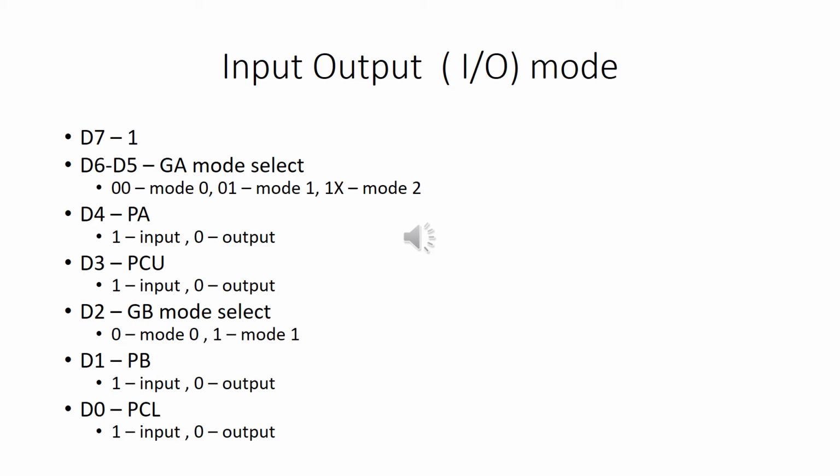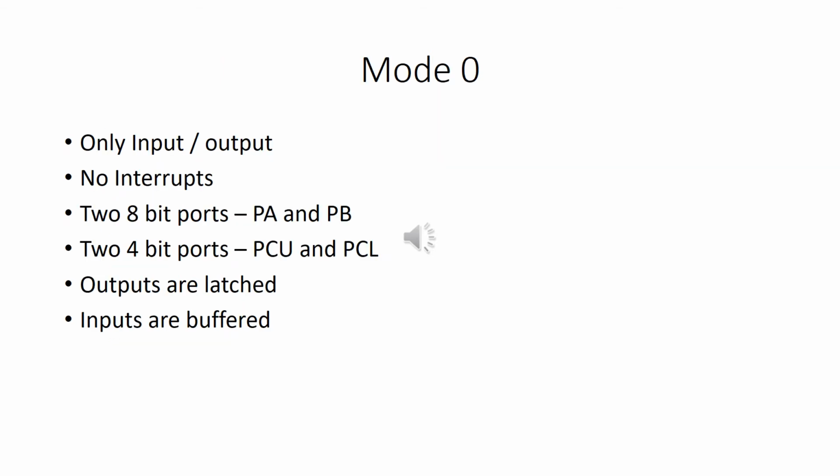Then D1 is for PB, 1 for input, 0 for output. D0 is for PC lower, 1 for input, 0 for output. Now let us see the modes in detail.